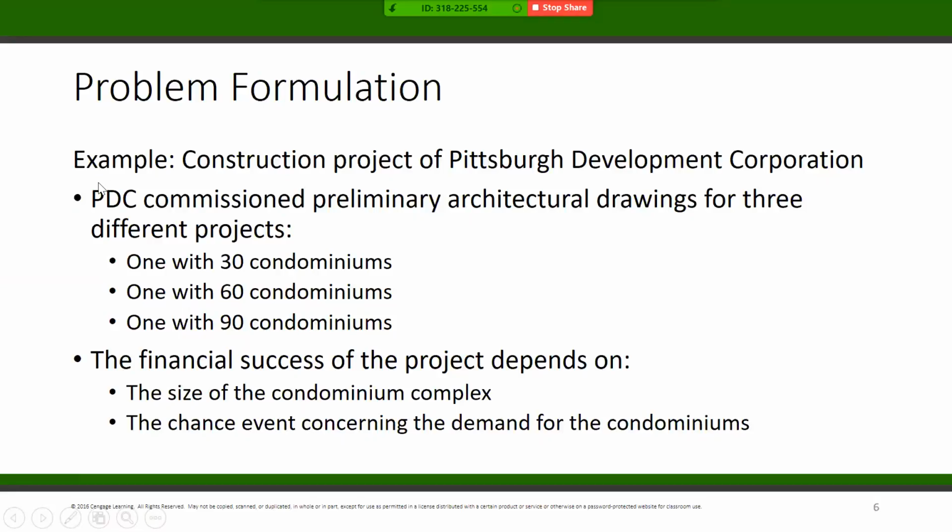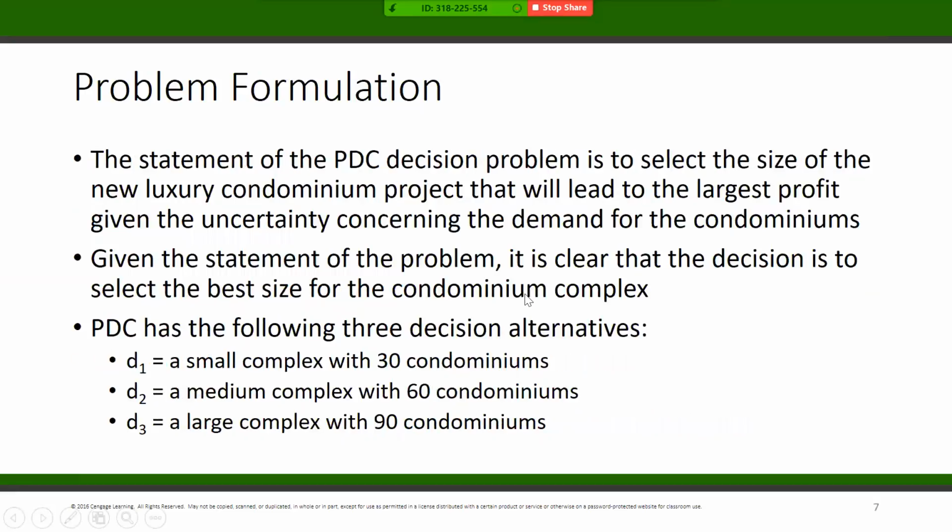So for example, the construction project of Pittsburgh Development Corporation, the PDC as we're going to abbreviate it here, has commissioned preliminary architectural drawings for 3 different projects, one with 30 condominiums, one with 60, and one with 90. Now the financial success of the project depends on the size of the condominium complex and the chance event concerning the demand for the condominiums. Now, the statement of the PDC decision problem is to select the size of the new luxury condominium project that will lead to the largest profit given the uncertainty concerning the demand for the condominiums.